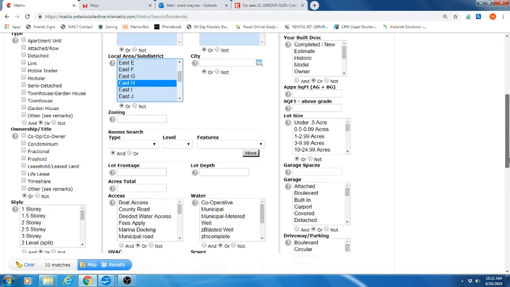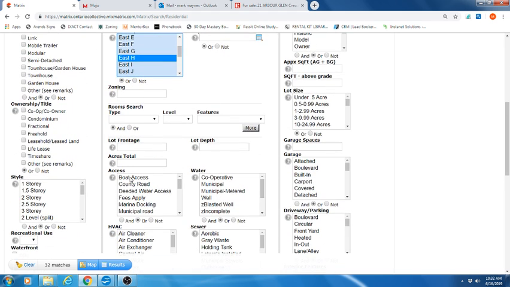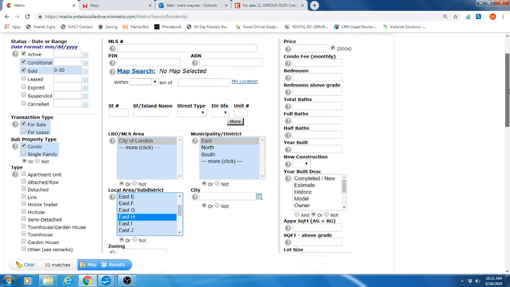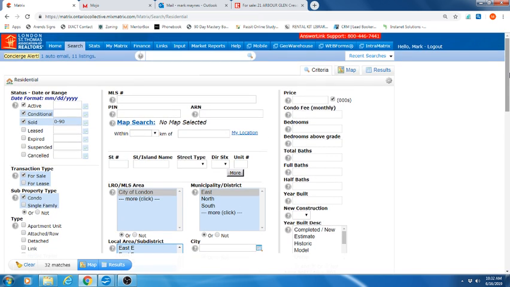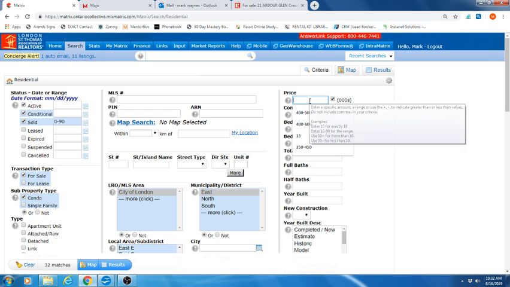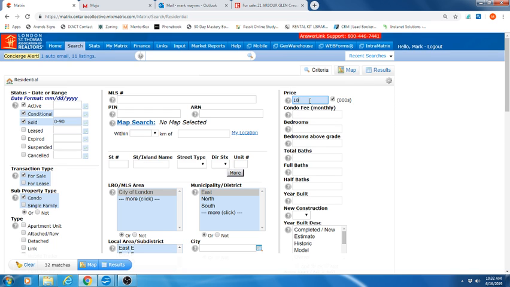The rest of this stuff you can play with if you're looking for a freehold with a 2-story or a side split or whatever. You can narrow your search down, but for me, I'm just doing condos for this, so I'm not going to do any of that stuff. So for price, I'm going to go 180 to 275, because I know that there's not going to be a condo that is sold for more than 275.